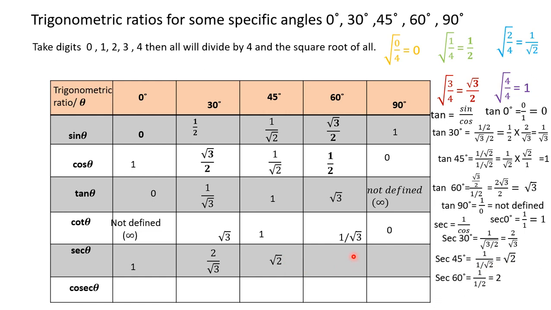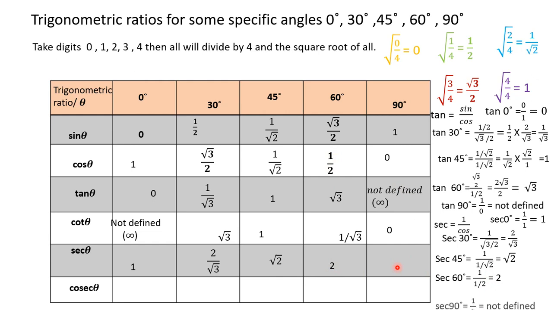Similarly, for 1 by cos 60 degree, we get sec 60 degree. So 1 upon 1 by 2, that is 2. So this is the value for sec 60 degree, which is equal to 1 upon cos 60 degree.